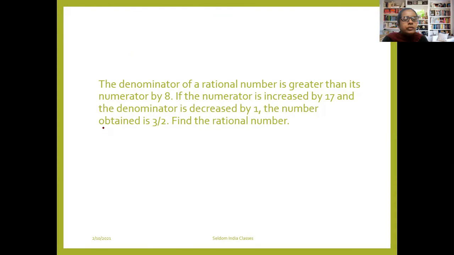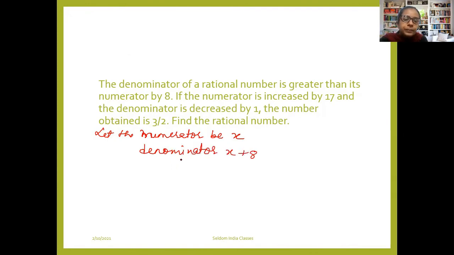Okay. So let the numerator be x. Then what will the denominator be? The denominator will be x plus 8. Okay. If the numerator is increased by 17 and the denominator is decreased by 1, the number obtained is 3 by 2. Now solve the equation.